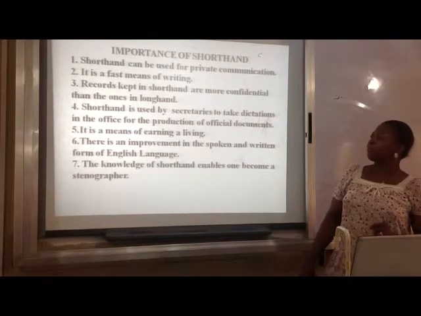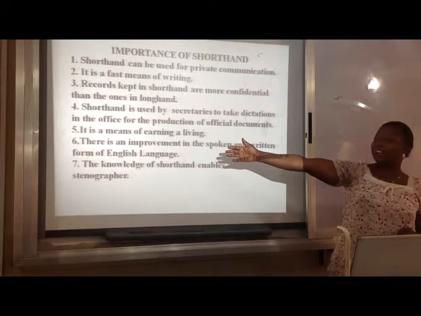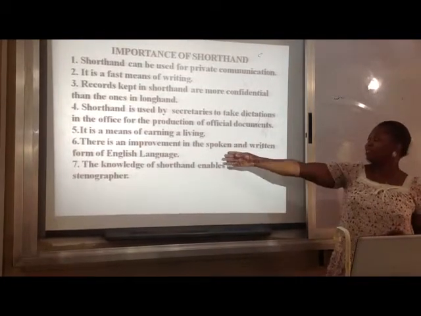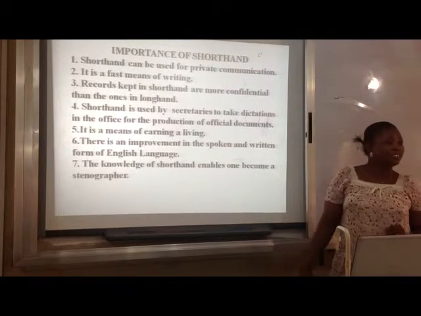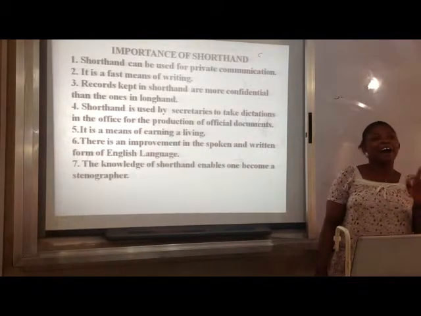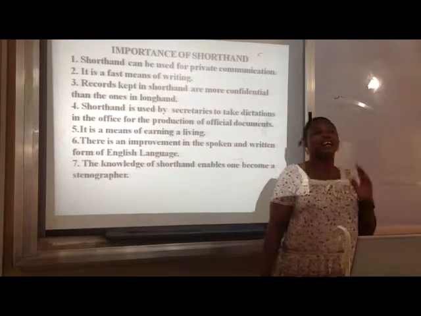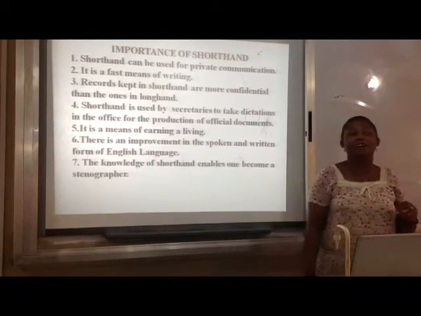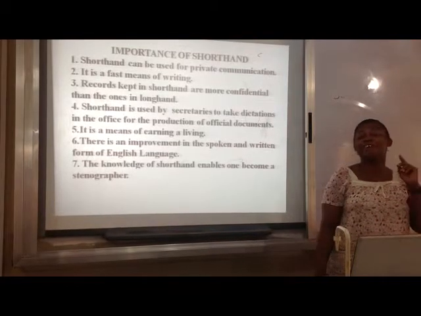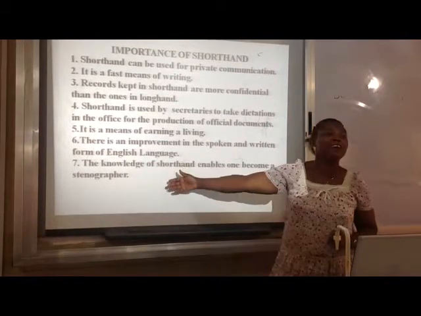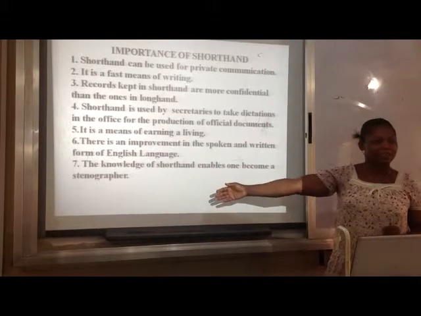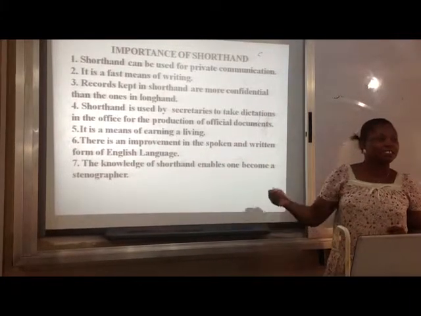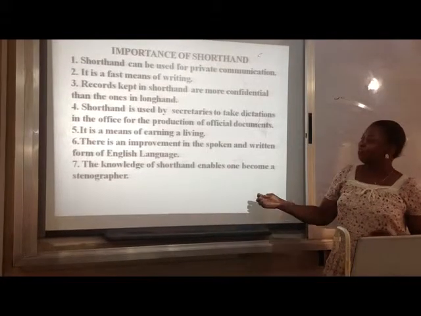Another good thing with shorthand is that once you're conversant with this, there will be an improvement in your spoken and written form of English. Why is it so? Remember I said shorthand is based according to what? Sounds. So if you don't know how to pronounce words very well, you find it very difficult to write shorthand properly. Therefore, you have to know your phonetics, your sounds very well, for you to be able to achieve that.